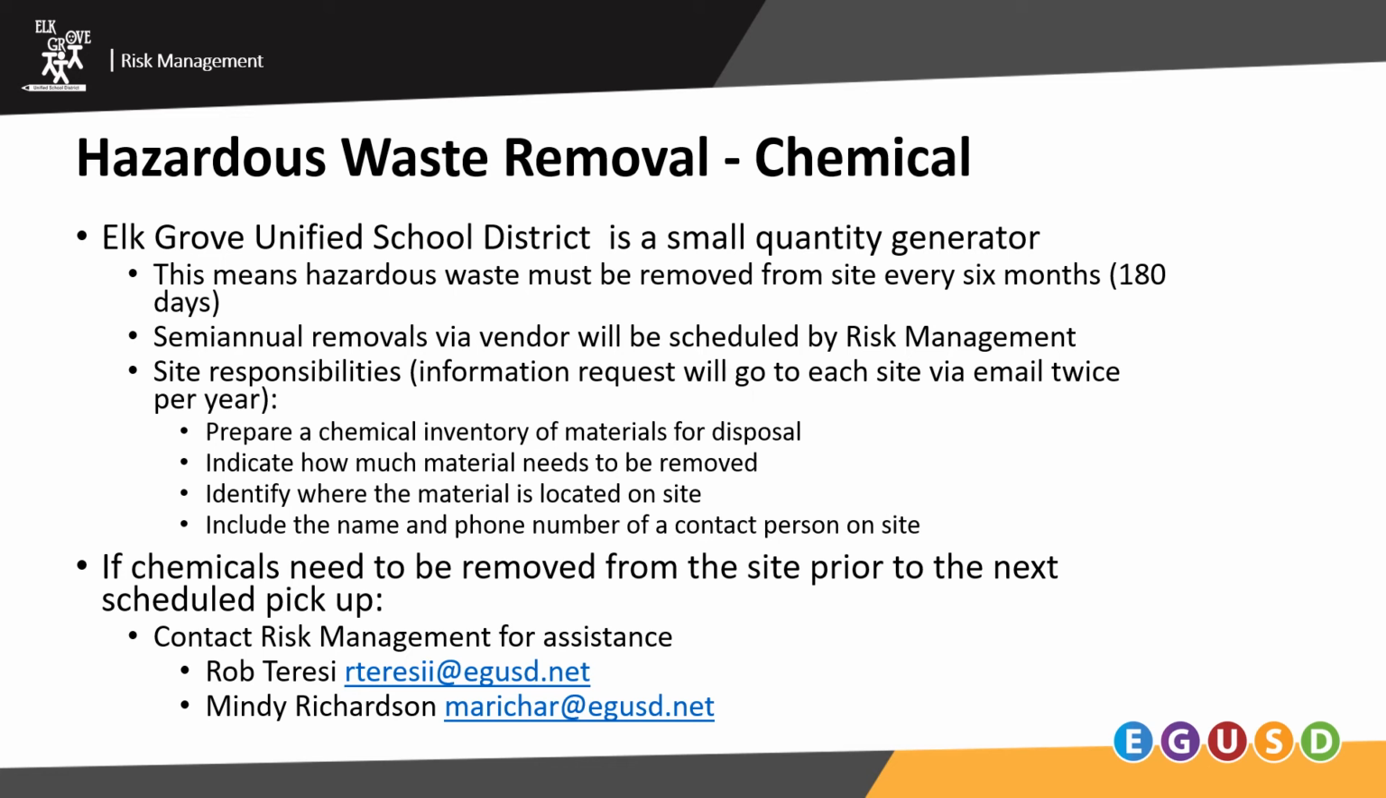Prepare a chemical inventory of materials for disposal. Indicate how much material needs to be removed. Identify where the material is located on site. Include the name and phone number of a contact person on site. If chemicals need to be removed from site prior to the next scheduled pickup, contact Risk Management for assistance.